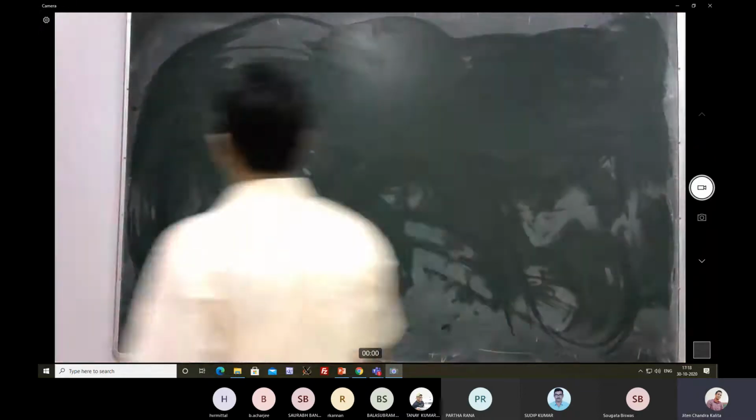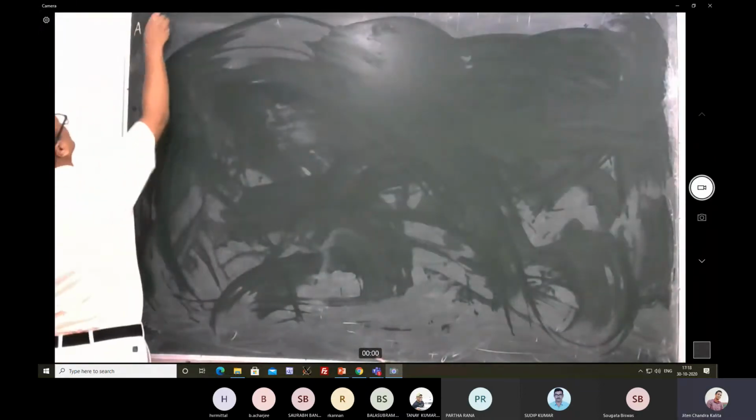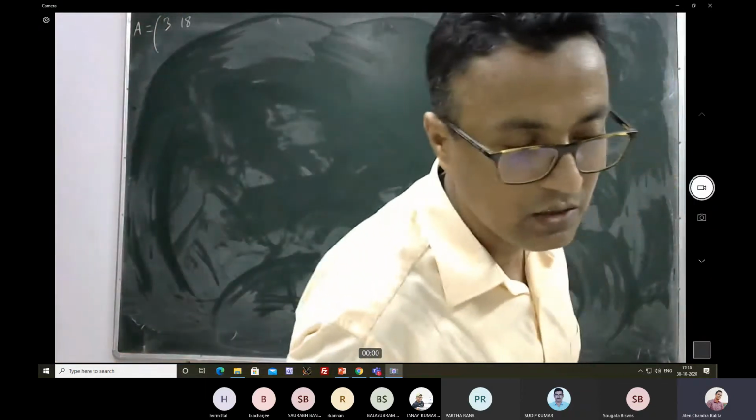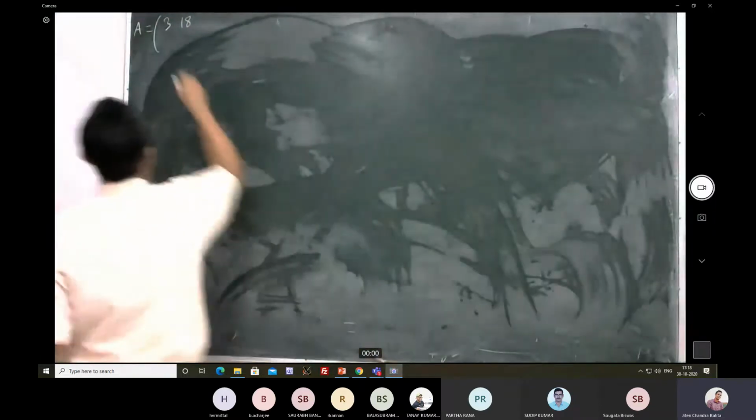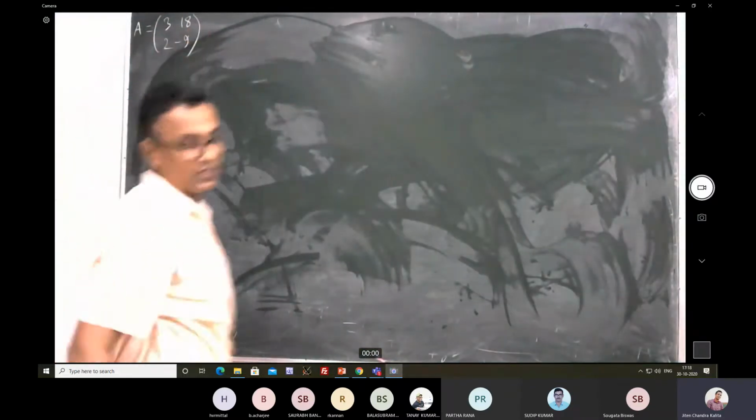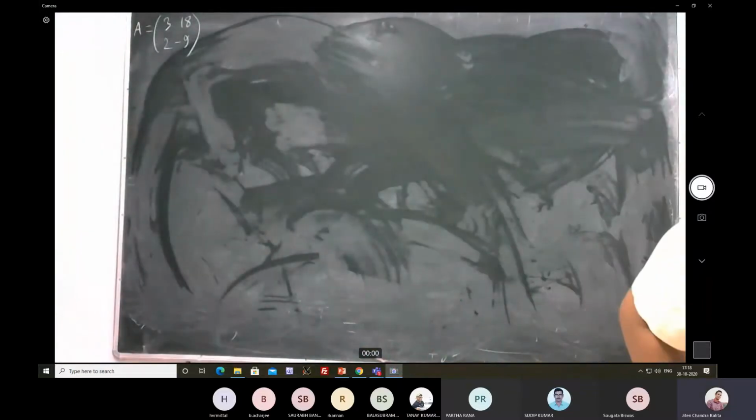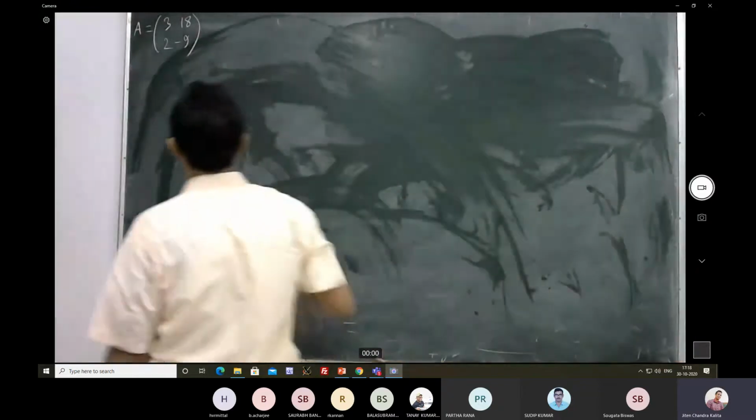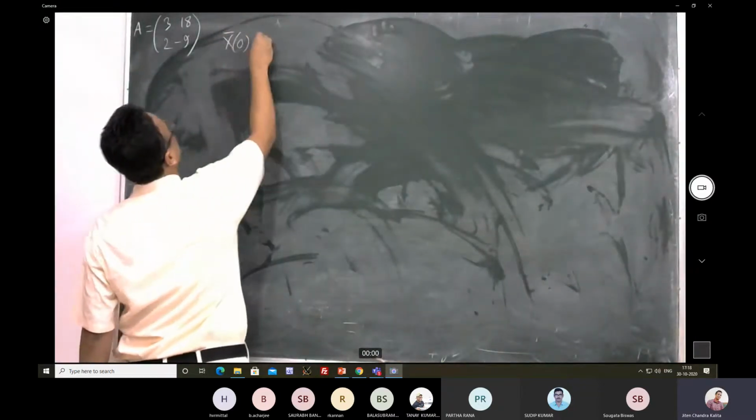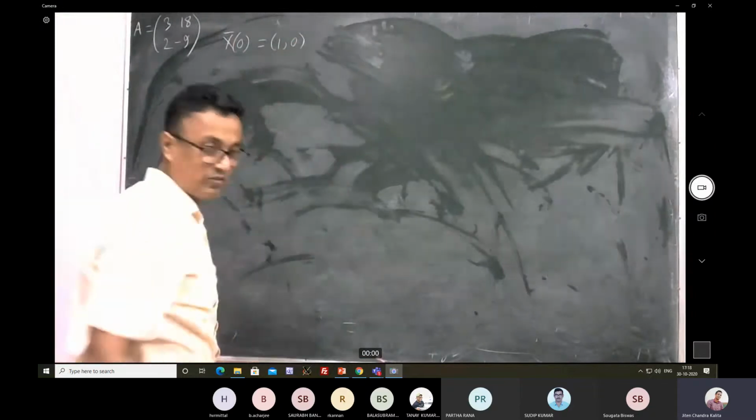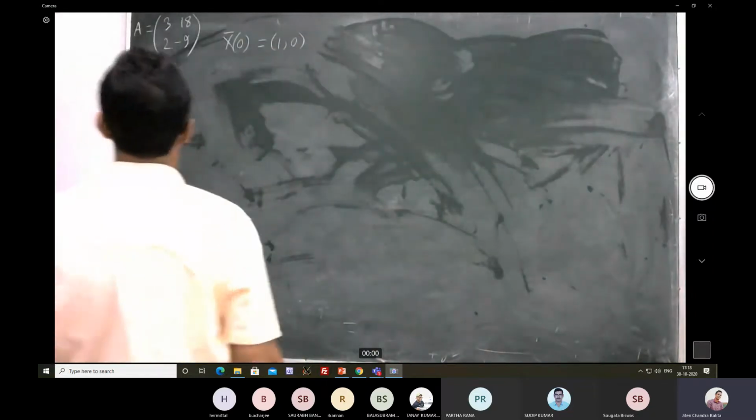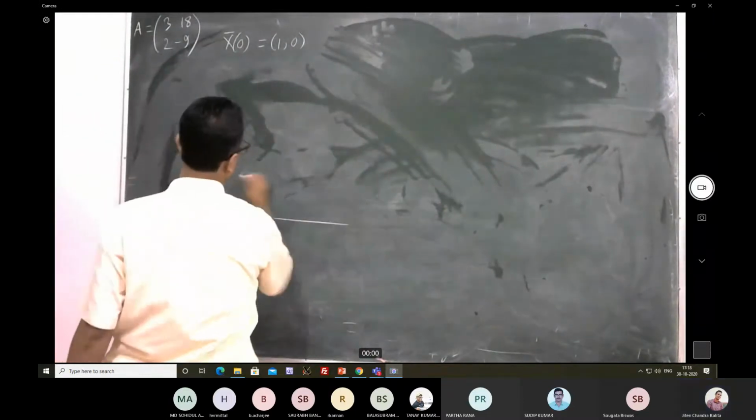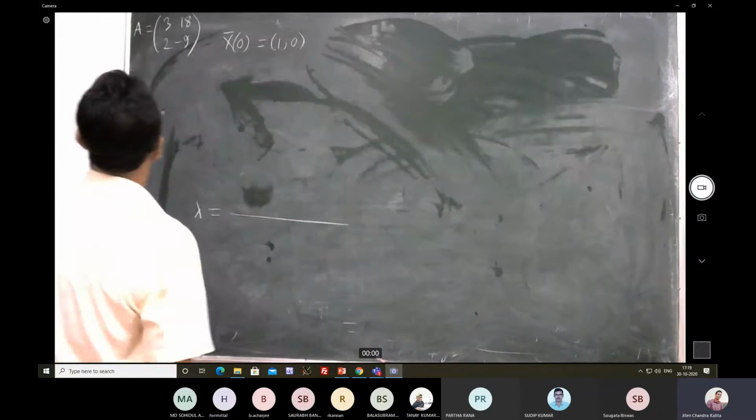So let us take this A equal to [3, 18; 2, -9], and the initial point is x0 equal to (1, 0). We'll try to do it quickly. So here your lambda is going to be given by what?